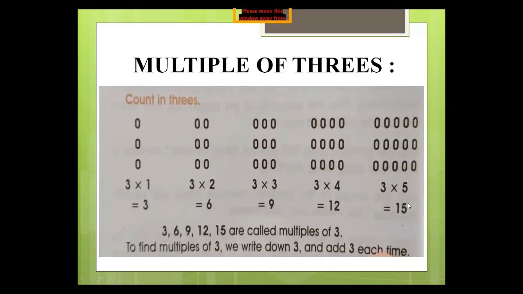Similarly, here you see that firstly we just write 3 because we have to find the multiple of 3. So we write 3 into 1. Why? Because we have 3 rows, 1, 2, 3, and only a single column. So 3 into 1 is equal to 3. Here we have 3 rows and 2 columns, 1 and 2. So we write it as 3 into 2, which is equal to 6. Now here you have 3 rows and 3 columns. So 3 into 3 is equal to 9.